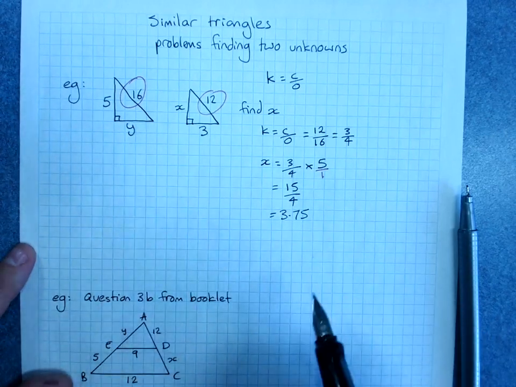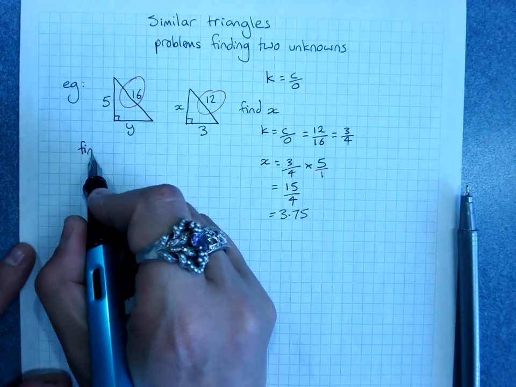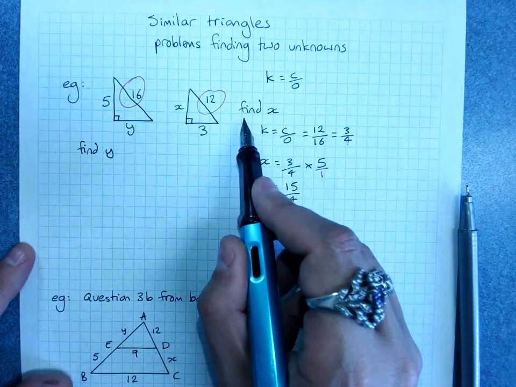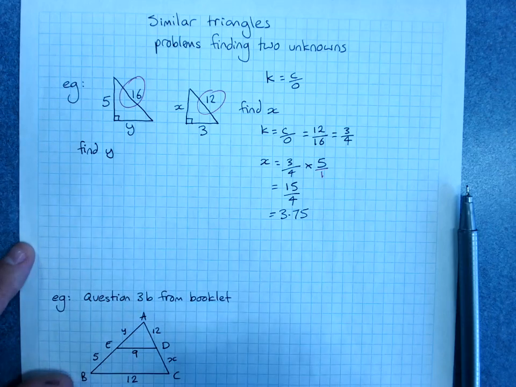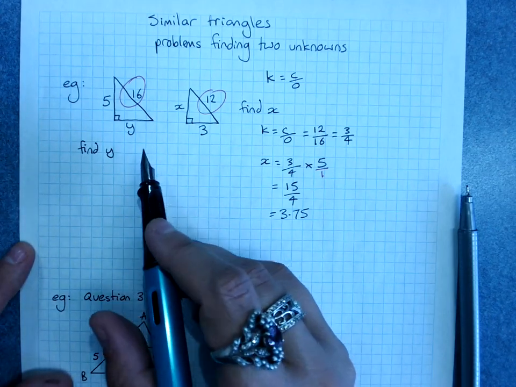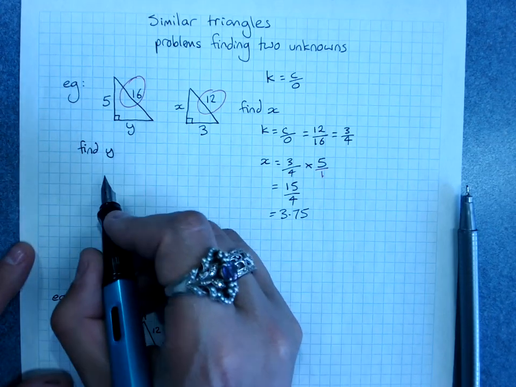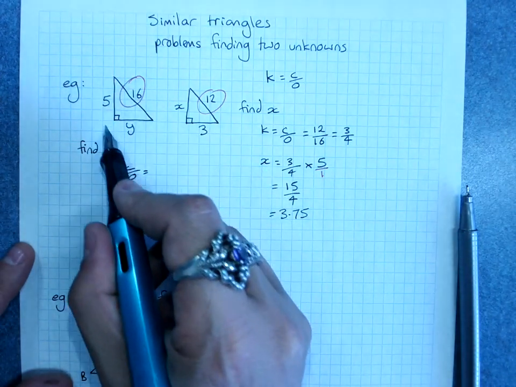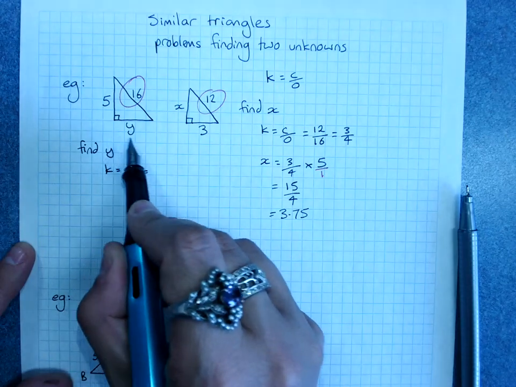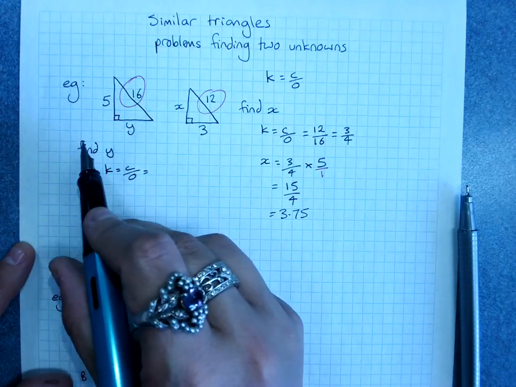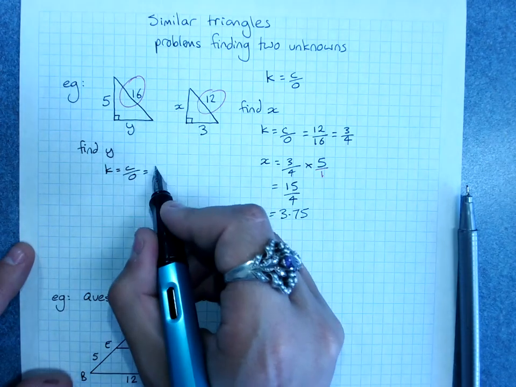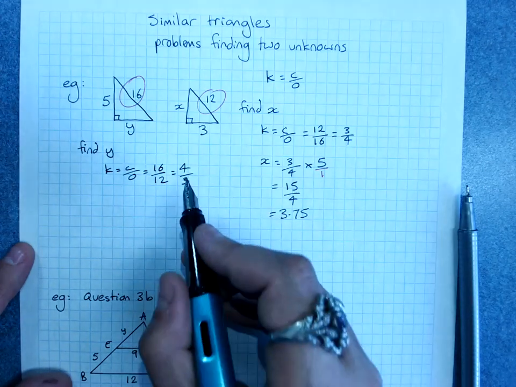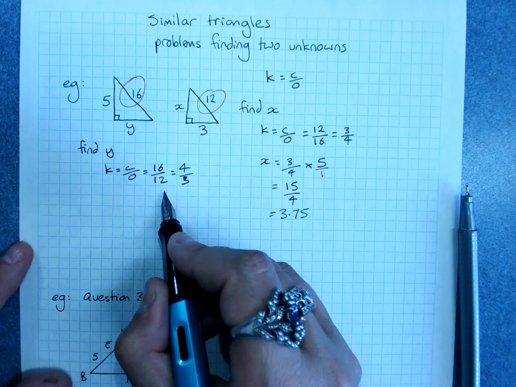Now we want to be able to find y. You'll notice that when I'm finding two different things, I say what I'm doing. I am finding x, I'm finding y. I keep my working very neat. Now we want the scale factor, k, copy over original, when this triangle is the copy, because now I'm trying to find y over here. So that's 16 over 12, which comes down to 4 over 3. Leave it as 4 over 3.